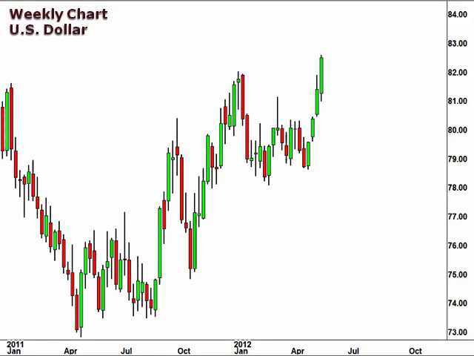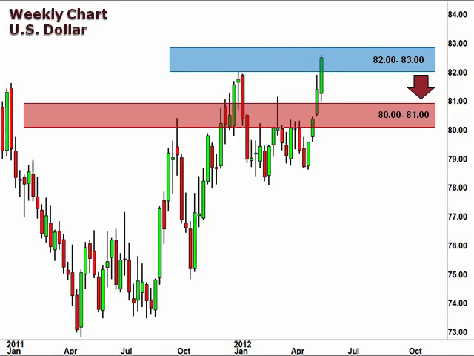Let's start off with a look at the weekly chart of the US dollar index. This is a great way to gain perspective as to how the US dollar has been trading against a basket of currencies. As you can see here, the US dollar index continues to push higher, trading into the 82-83 resistance level. Now, any pullback is likely to look for support down at 81. However, the trend remains strong to the upside.